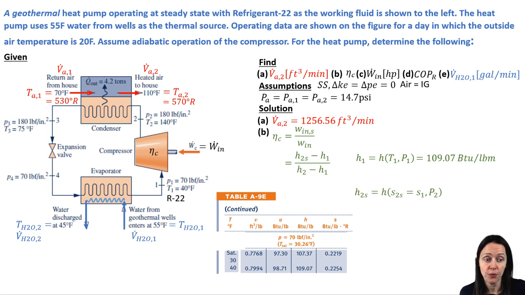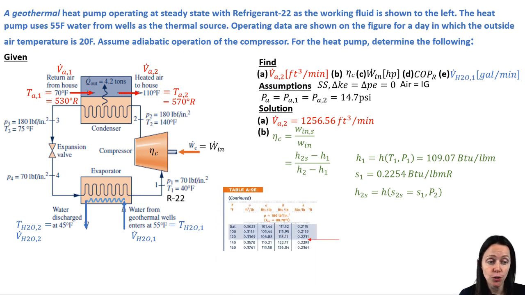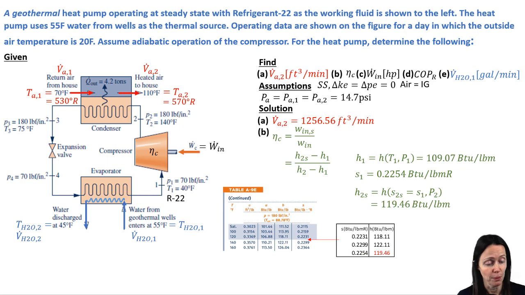However, I do know that the pressure defined for an isentropic efficiency, right? The isentropic efficiency is defined between two given pressures. So P2, and if you want to think of it as P2S, are exactly the same. And then I also know that S2S and S1 are equal to one another. So I go ahead and pull off S1, and I see that H2S at S2S and P2, it's superheated. I do need to interpolate, but I get 119.46 BTU per pound mass.